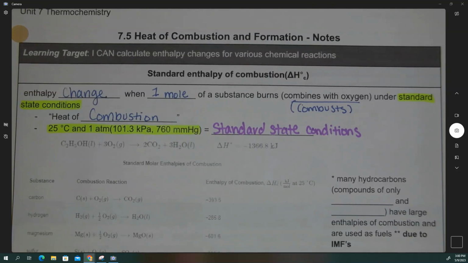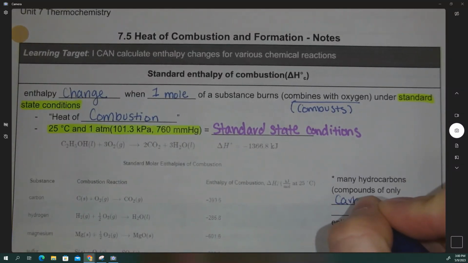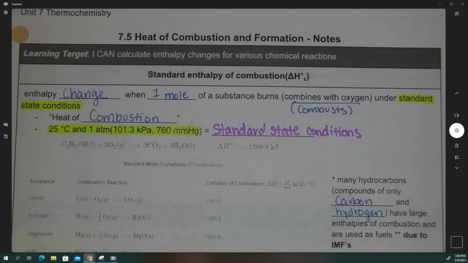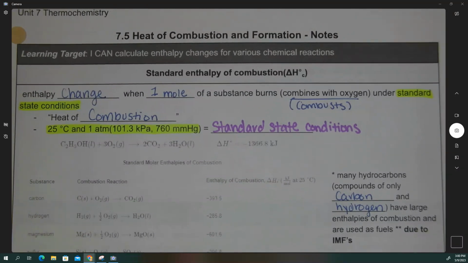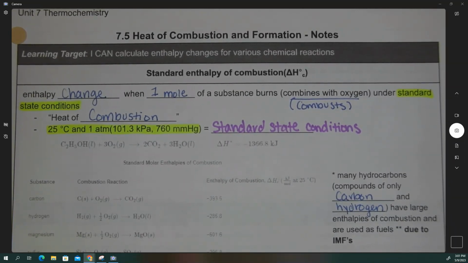Enthalpy of combustion often is going to be in reference to things that are known as hydrocarbons. Hydrocarbons are compounds that are composed of only carbon and hydrogen. Some will also have oxygen, and they have large enthalpies of combustion and are usually used as fuels. The reason is that they have lots and lots of intermolecular forces in them, which when broken, when we are combusting or burning, we're going to have a big release of heat. And remember, releasing of heat is going to be negative, which is why all of these values are negative.